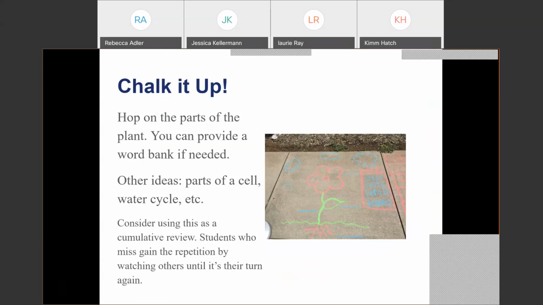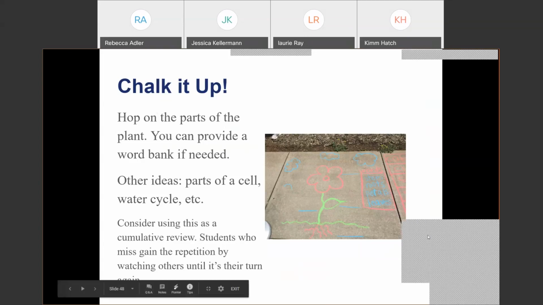The different parts of a cell. You could also do, I'm trying to think of other things we do, the different types of clouds in 5th grade, or different ecosystems. Maybe they have to draw different plants and animals that are represented in that ecosystem you give them, etc. Just a different idea for really just reviewing. Okay, next one, please.